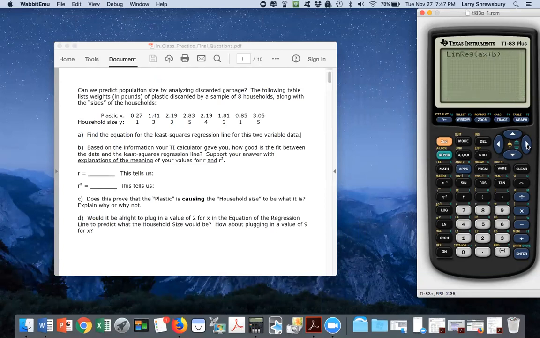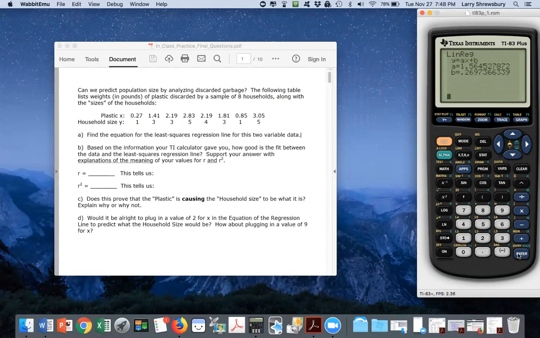Now, if I always put the X data in list 1 and I always put the Y data in list 2, then I could just hit enter. But if you use different lists, you would have to tell it. So for example, that'd be like L1, comma, L2. But it's not necessary for me to put that in if I always put the X data in list 1 and Y data in list 2. It will just assume this.